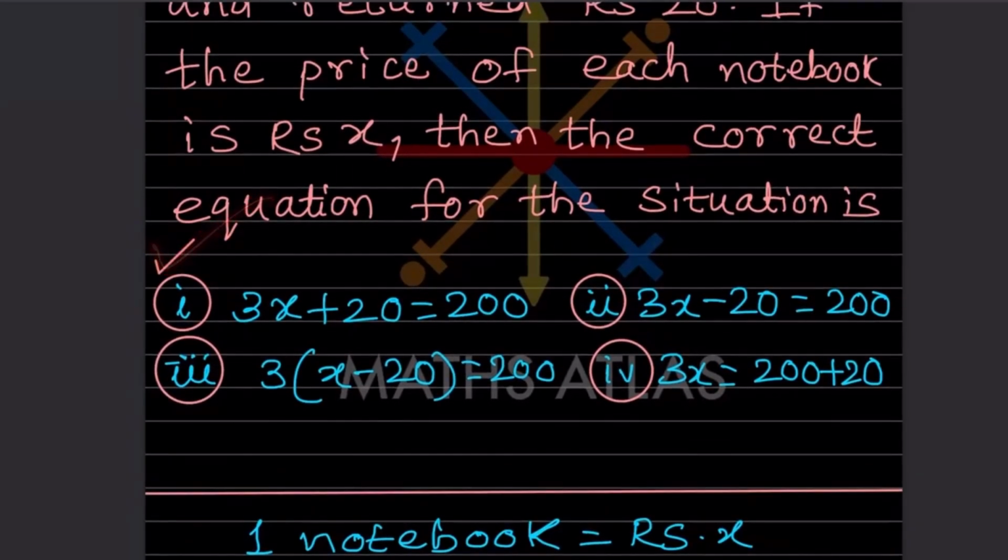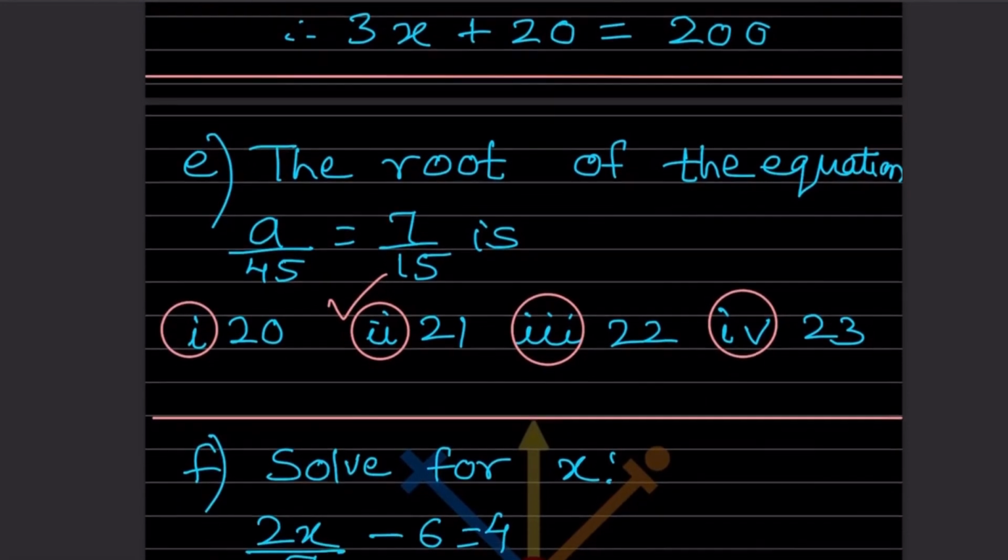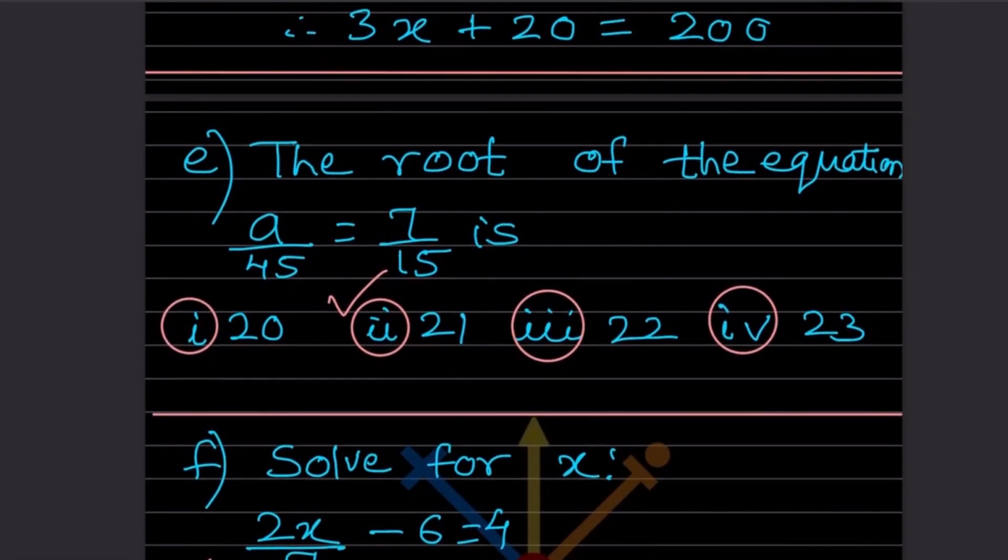So the first option. Now the next problem says that the root of the equation a by 45 is equal to 7 by 15 is.